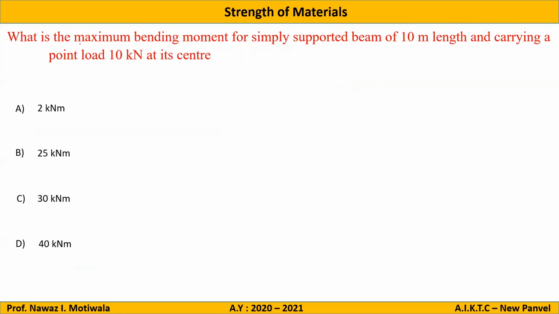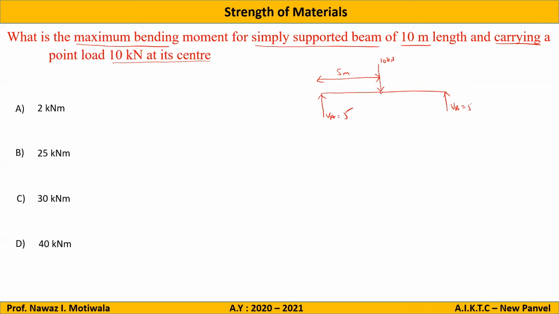Next question. What is the maximum bending moment for a simply supported beam of 10 meter length carrying a point load of 10 kilonewton at its center? That's very simple. A simply supported beam with reactions VA and VB, carrying a point load of 10 kilonewton exactly at the center, which means at 5 meters. If this is 10, each reaction will become 5.